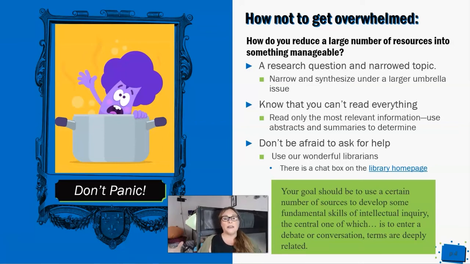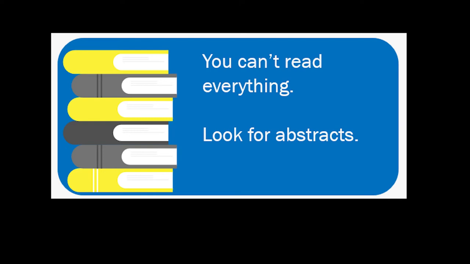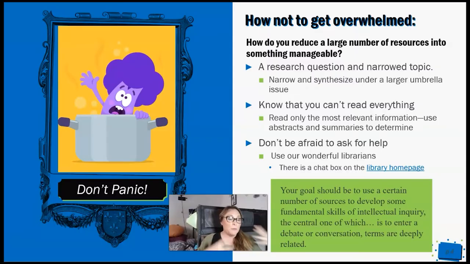So try to narrow down your topic first. Know that you can't read everything. You can't. There's just no way to do that. So how do you know what to read? Read abstracts. That is the most relevant, right? Figure out what are the most relevant things and read just those little summaries first to determine whether or not you're going to need it.